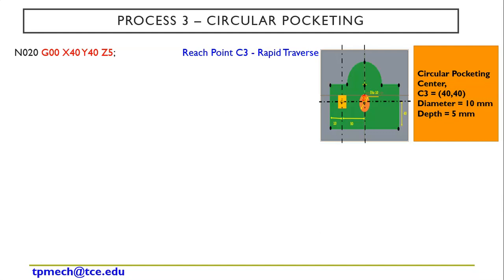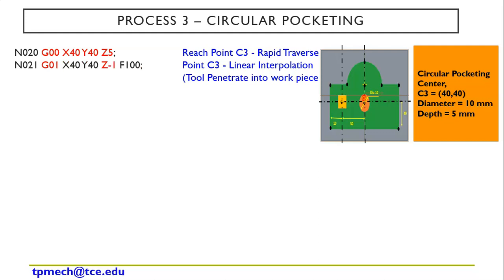Right, now I'm going to penetrate into the work. For that I'm going to use G01. So at point C3, linear interpolation, the tool penetrates into the workpiece. N01, X40, Y40, Z equal to minus, F equal to 100.